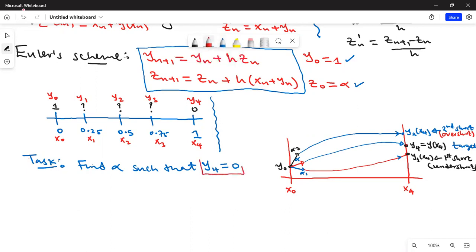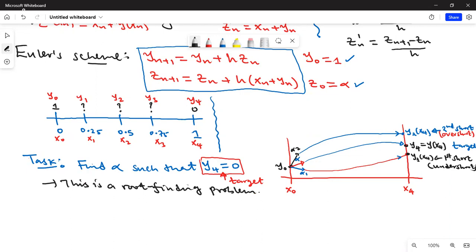So then this means that this is a root finding problem. Let me explain this. This is the target. You're shooting, aiming at the target. Therefore, it means this is a root finding problem.